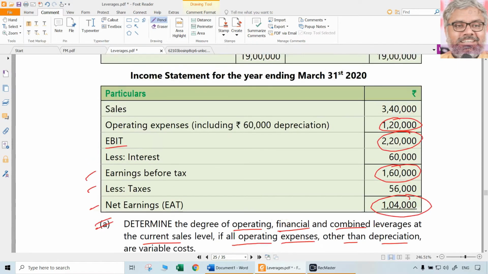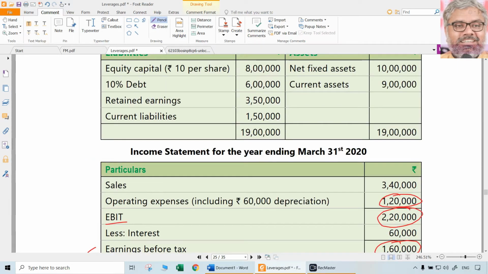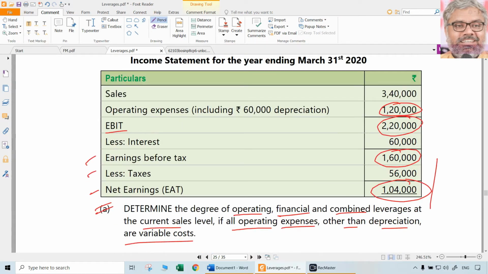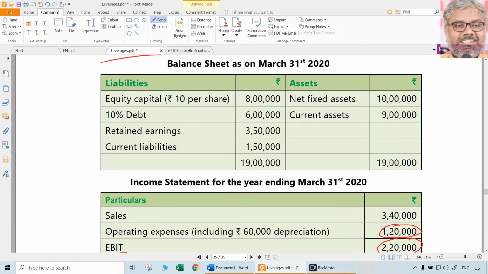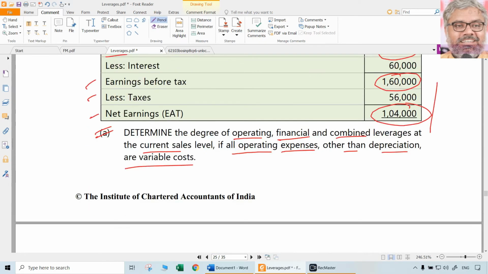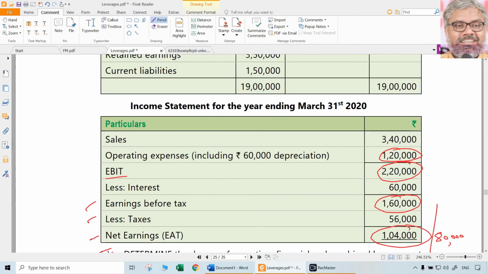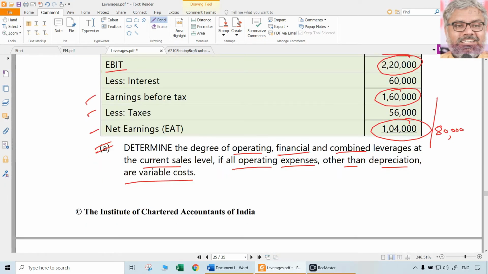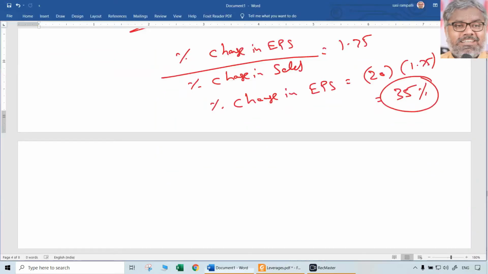Earnings after taxes is there. Is there preference share capital? No, there is no preference share capital. So don't worry about that. Earnings after tax divided by number of equity shares will give us EPS. 1,04,000 divided by 80,000, the number of shares. That can be found out from the balance sheet because face value is 10 rupees, share capital is 8 lakhs. That means definitely 80,000 is the number of shares. So 1,04,000 divided by 80,000. That is 1.3, the EPS currently.